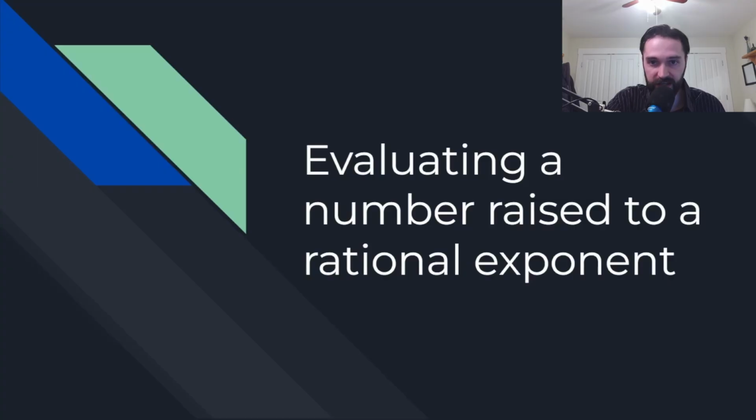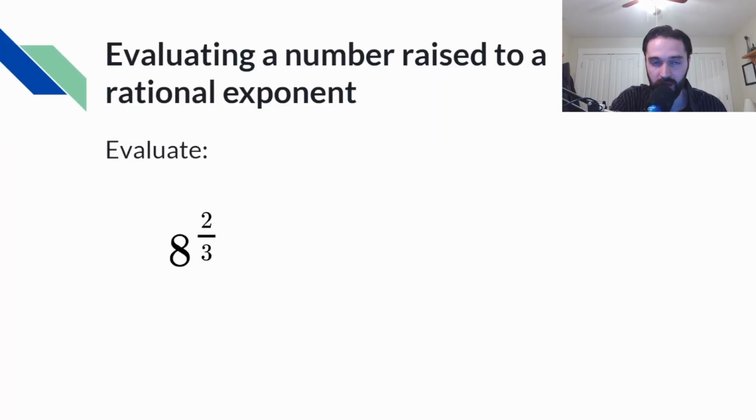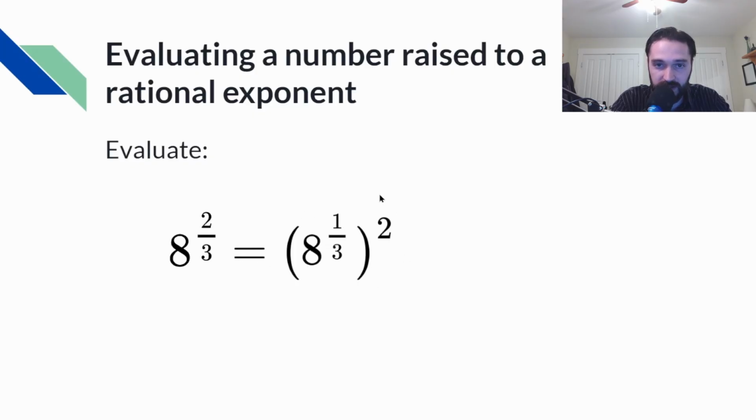Let's try to evaluate a number raised to a rational exponent. Here we're asked to evaluate 8 to the 2/3. We essentially just need to simplify this and see what number we get. 8 to the 2/3 power is the same thing as 8 to the 1/3 power, whole thing to the 2. This is a power on top of a power, so you multiply the powers and you get 2 over 3.